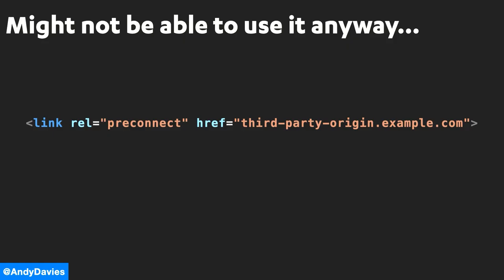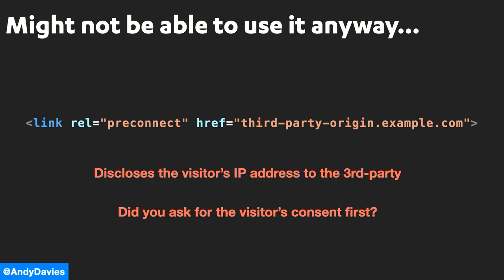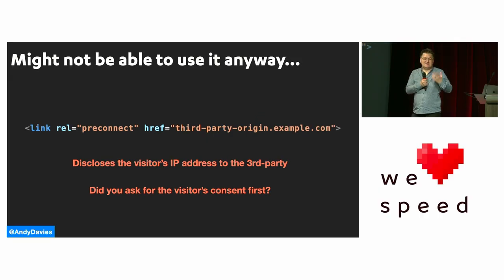But we might not be able to use preconnect to a third party anyway, because making a preconnect discloses the visitor's IP address to that third party. IP address in Europe under GDPR is personal data. Before you give personal data to a third party, you have to ask for the visitor's consent, unless it's legitimate usage.